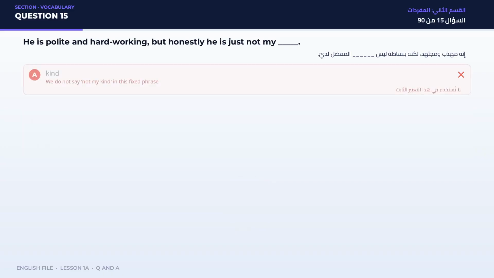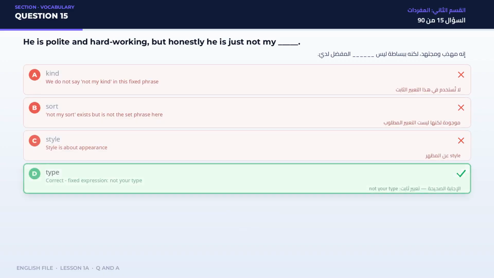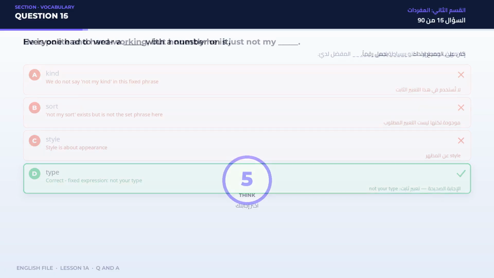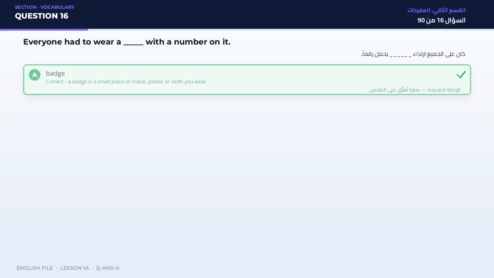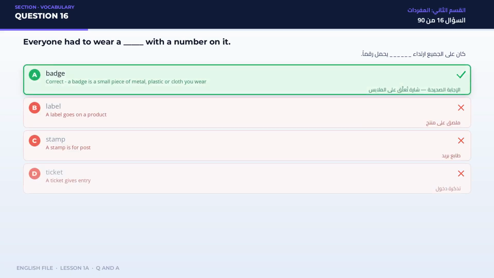The answer is D, type. Fixed expression, not your type. Not A, we do not say not my kind in this fixed phrase. B, not my sort exists but is not the set phrase here. C, style is about appearance. Question 16. The answer is A, badge. A badge is a small piece of metal, plastic, or cloth you wear. Not B, a label goes on a product. C, a stamp is for post. D, a ticket.